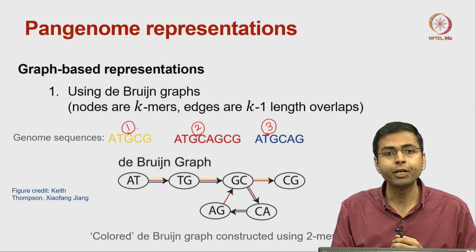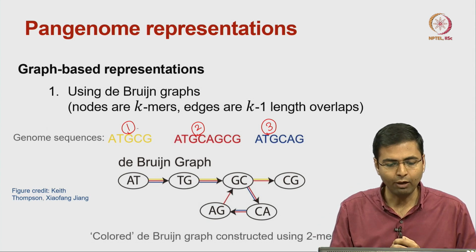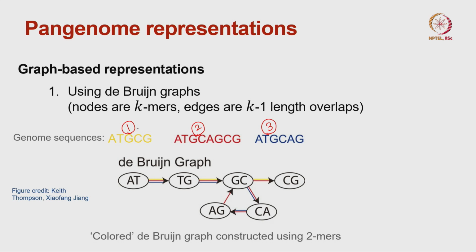So, at the bottom I am showing you a toy De Bruijn graph constructed using k-mers. If you consider all the k-mers available in these sequences, that is AT, TG, GC, CG and so on, and construct a De Bruijn graph, then we would get the following De Bruijn graph.